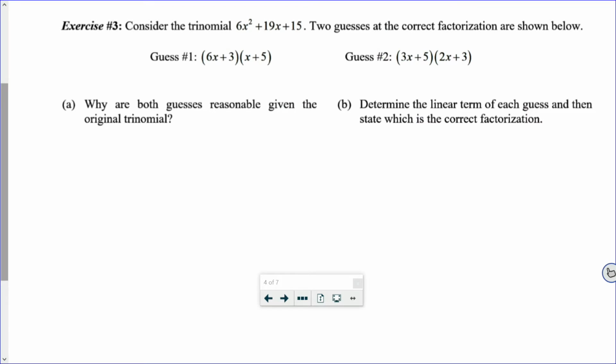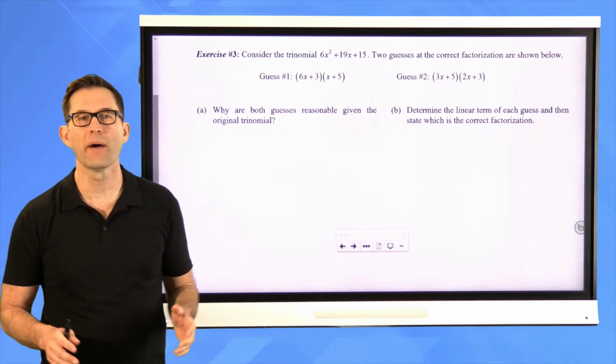Consider the trinomial 6x squared plus 19x plus 15. Two guesses at the correct factorization are shown below. Letter A, why are both guesses reasonable given the original trinomial? All right, well, let's talk about this together.